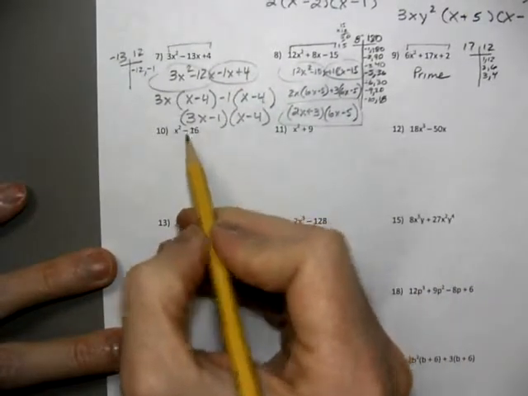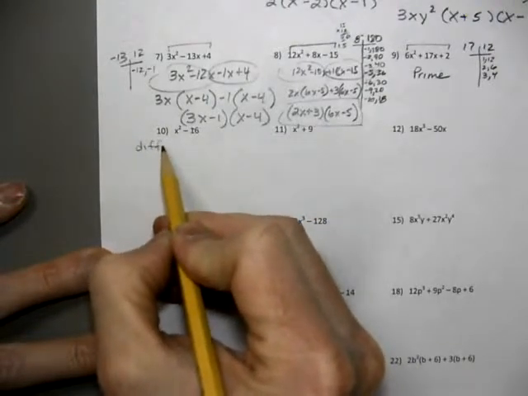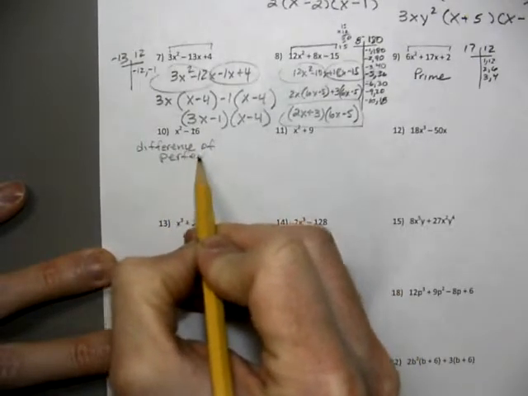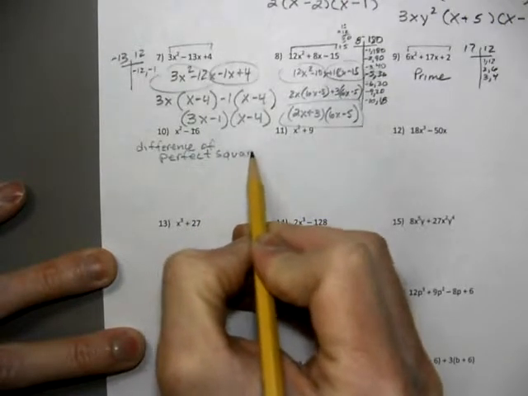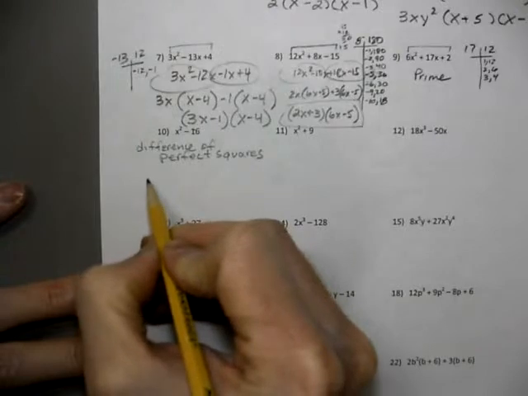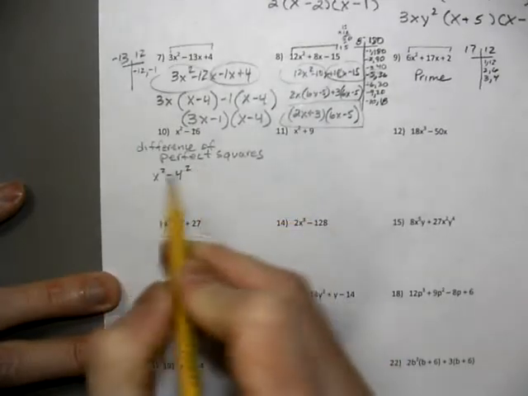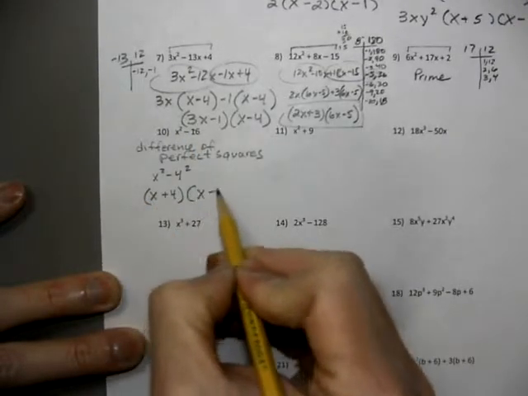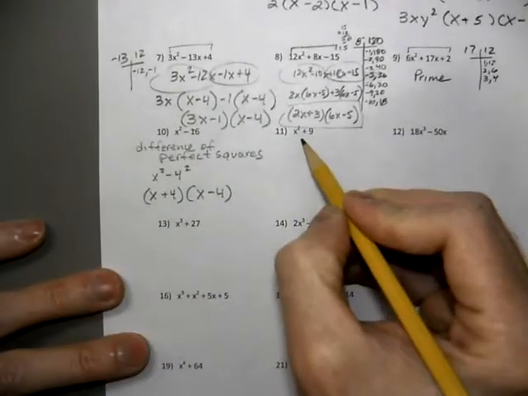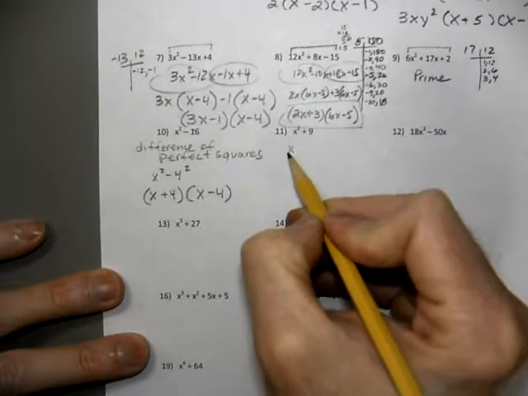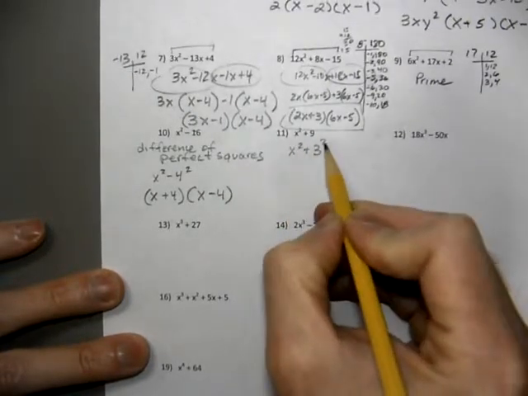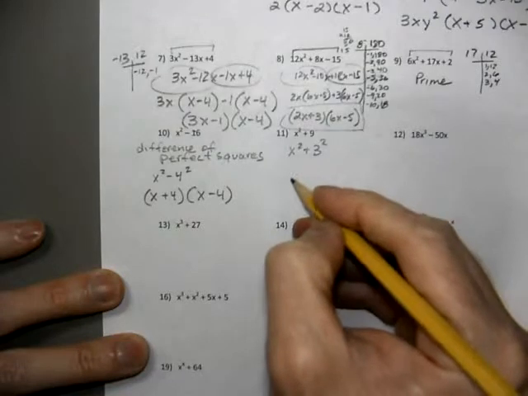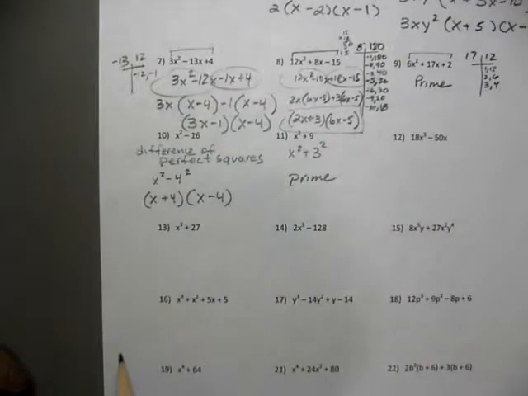Here it looks like we have the difference of perfect squares. So we're going to treat that as x squared minus 4 squared. 4 squared is 16, so that's going to be x plus 4, x minus 4. This is also the difference of perfect squares. We have two things being squared. Ooh, this is the sum of perfect squares, not the difference of perfect squares. So it's prime.